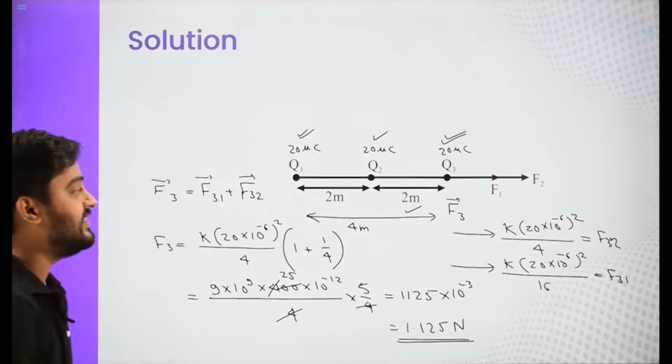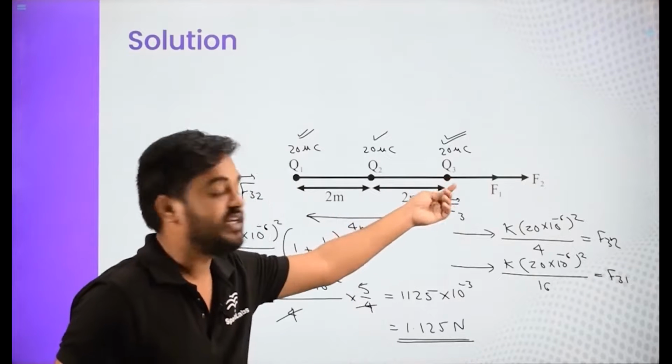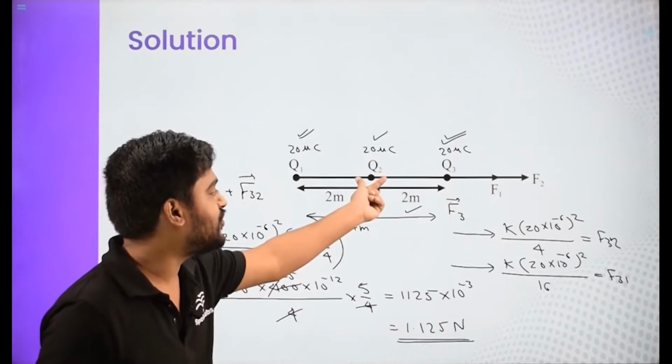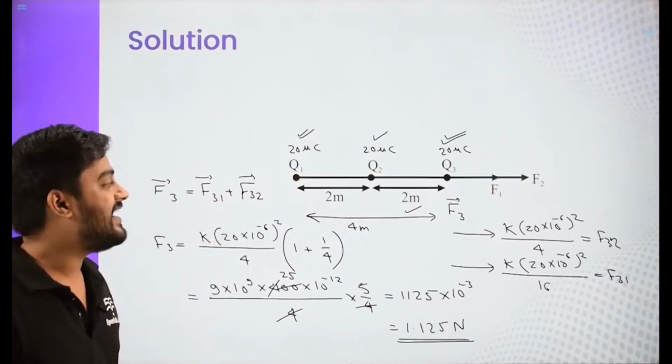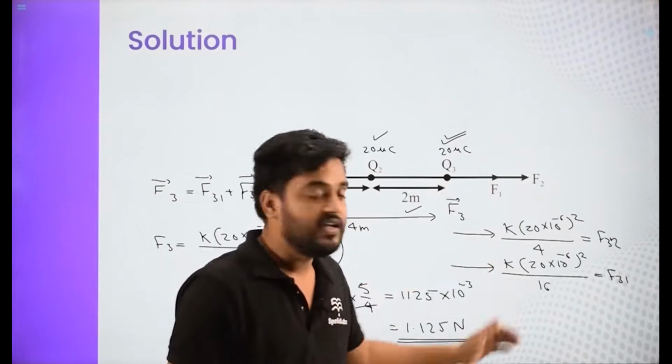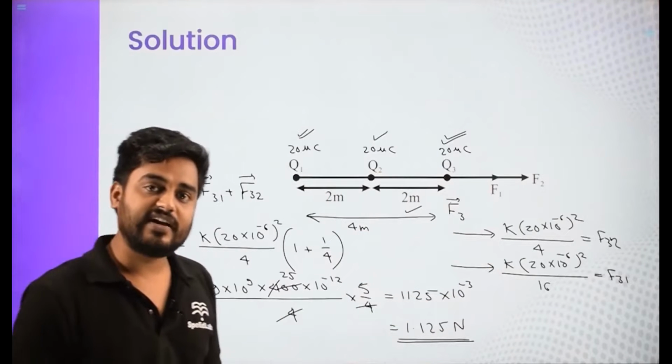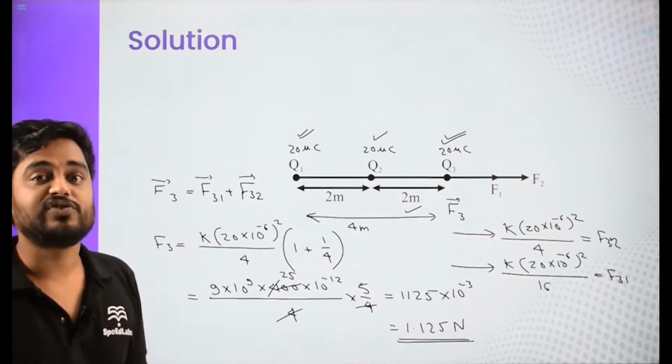So this is the net amount of force on charge Q3. This is including force due to this and force due to that. We can directly do the vector addition, right? We can find individually and do the vector addition because of the principle of superposition.